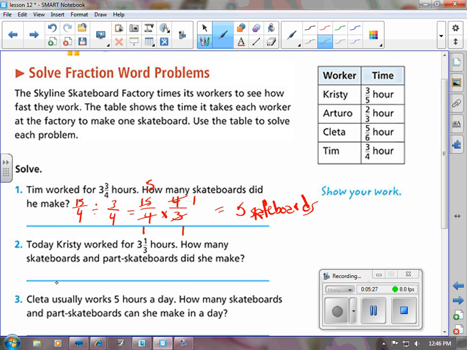Christy worked for 3 1/3 hours. How many skateboards can she make? Again, I'm going to convert this to an improper fraction. 3 times 3 is 9 plus 1 is 10, so 10/3 divided by Christy's time, 3/5. I can either flip it, or I can cross multiply. Whichever method you like. I'm going to cross multiply this time. 10 times 5 is 50, and 3 times 3 is 9, so 50/9. I can simplify that. I'm going to divide 50 by 9, and it goes in there 5 times. I can pull 5 9s out of 50, and there are 5 9ths left over. So she can make 5 and 5 9ths skateboards.